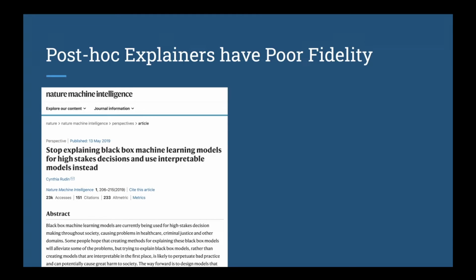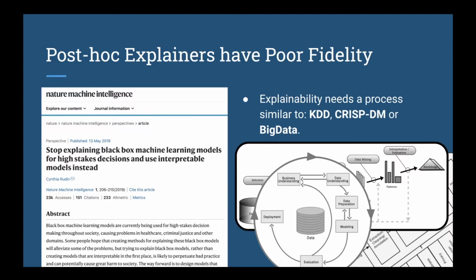And there are reports of post-hoc explainers such as surrogates having poor fidelity. What fidelity means is that your explainer behaves differently in the region of interest from the underlying black box, which means that you don't quite mimic the black box well. Therefore, any explanation that you extract from your surrogate may be incorrect or misleading.